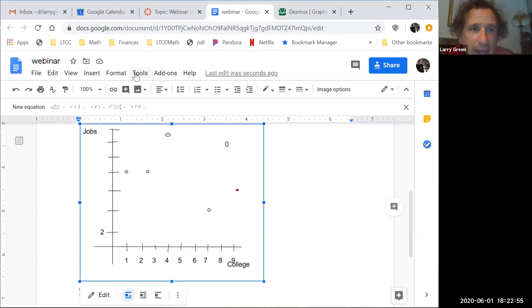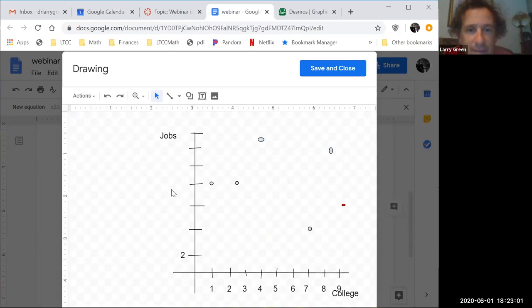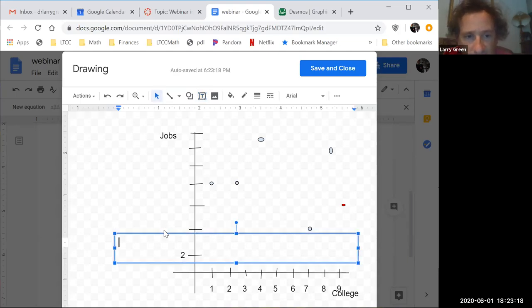So we want to look at that. And I think I can edit it. There we go. Hopefully it lets me. Good. And we want to plot the line y equals 2x plus 1. So first thing, maybe I'll even put this in here. Y equals 2x plus 1. Actually, let's bring it in.